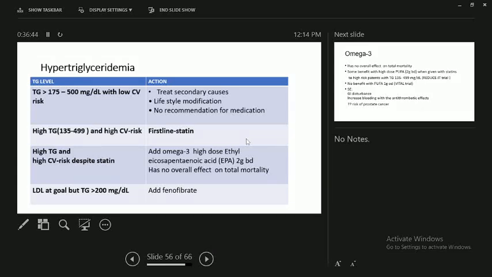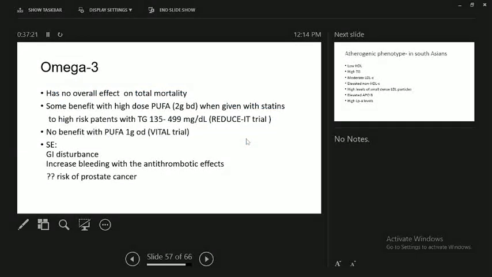But if it is between 135 and 499 with a high CV risk, the first drug to start is the statin. If it is not under control with the statin, then add omega-3 in high doses. High-dose EPA, 2 grams BD, is recommended, not the fish oil dose that we usually start. However, according to the available evidence, there's no overall total mortality reduction using this omega-3. If it is still not reaching the target, you can start fenofibrate next.